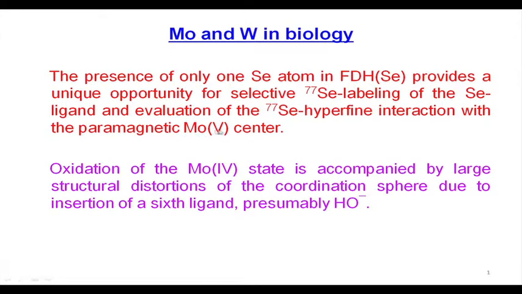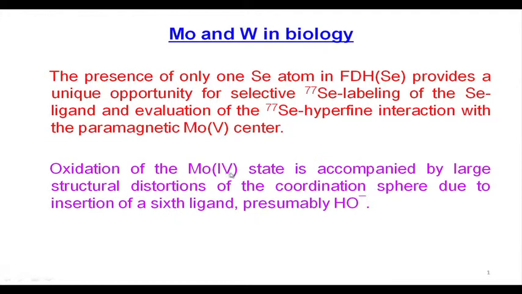So, this can identify that you have a molybdenum 5 center and selenium is there, and selenium, if it is not enriched with this isotope, we enrich it with the 77 isotope, so that we get the corresponding hyperfine interaction.